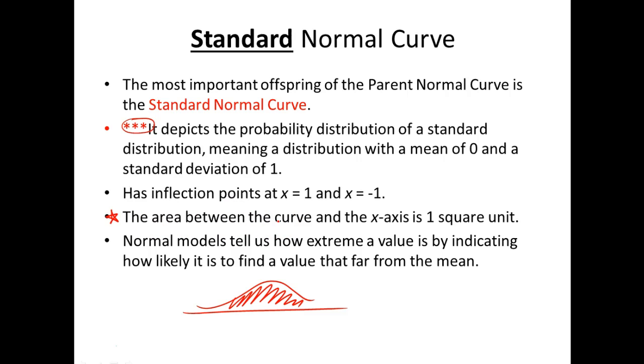Normal models tell us how extreme a value is, and it indicates how likely you are to find that value and its distance away from the mean. So it tells you a way that you compare to others, particularly when we're looking at scores.